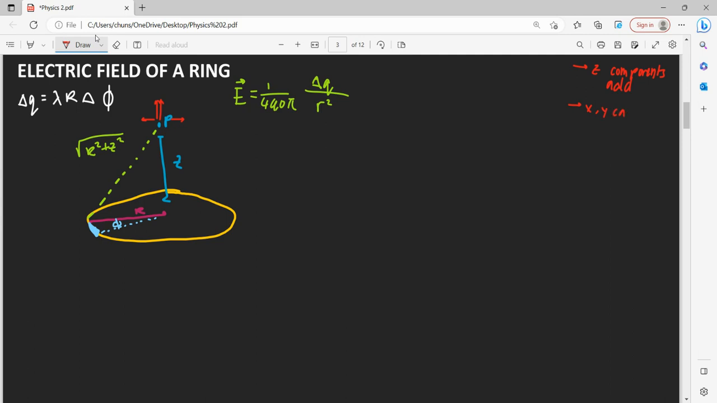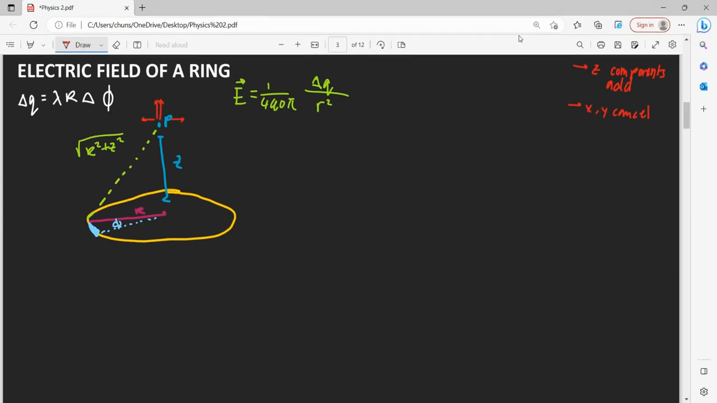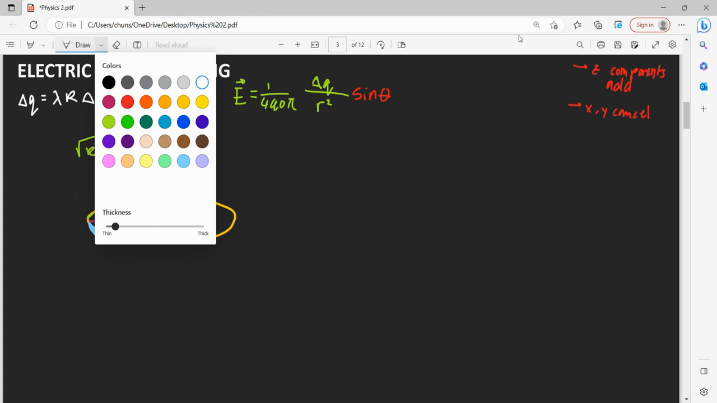X, y cancel. So that means we'll be attaching a sine theta to that because we need to add up both of our z components.